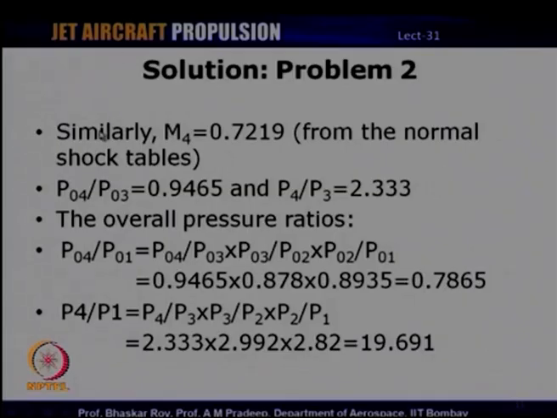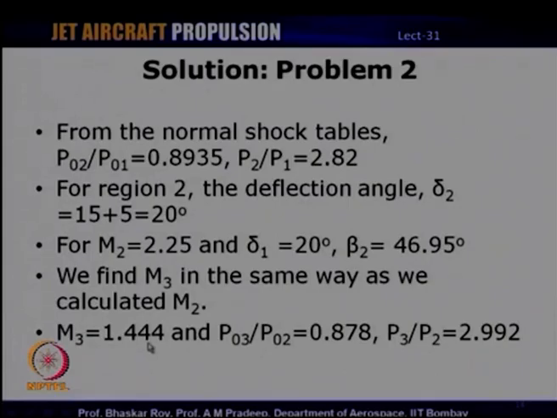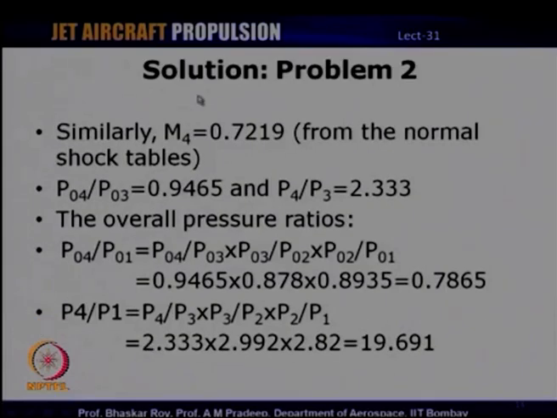So, from the normal shock tables, for the same upstream Mach number of 1.444, we interpolate, and we get M4 as 0.7219. Corresponding stagnation pressure and static pressure ratios are: P04 by P03 is 0.9465, and static pressure ratio P4 by P3 is 2.333.